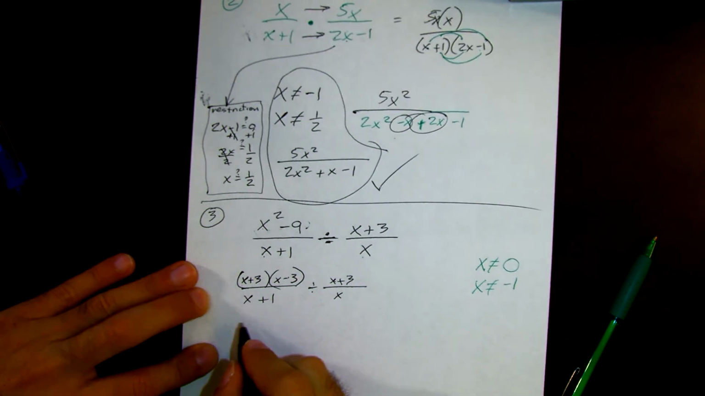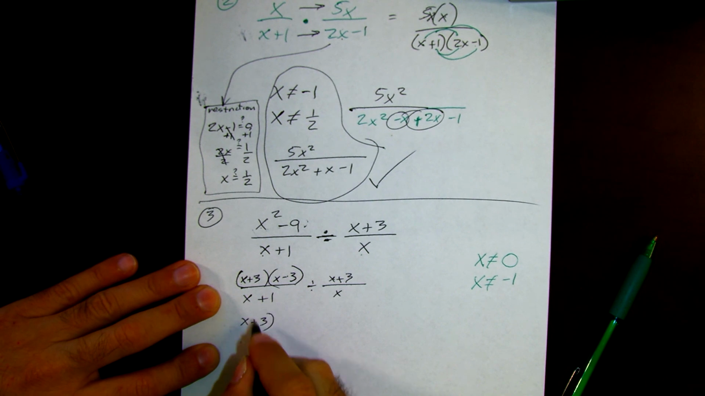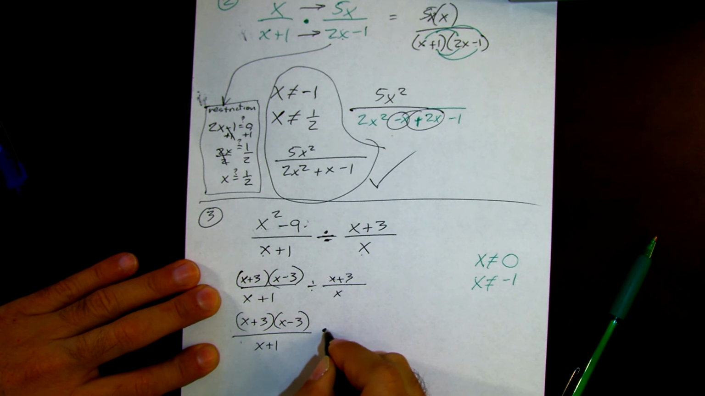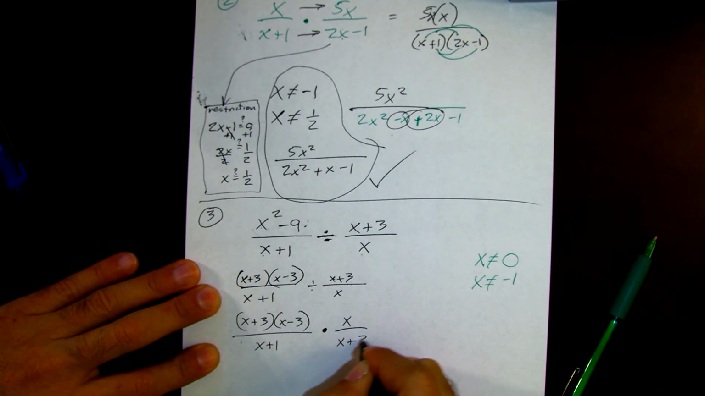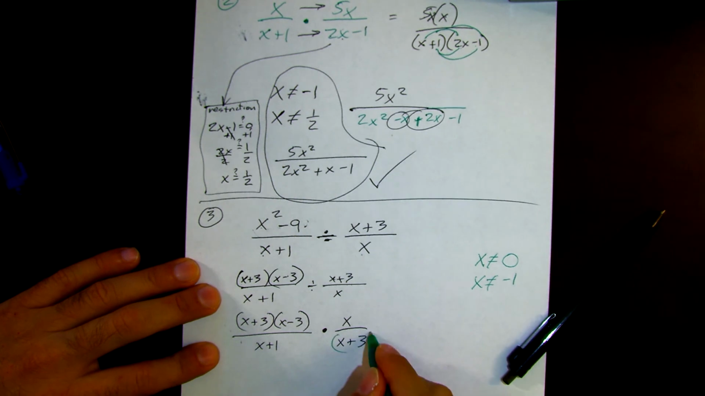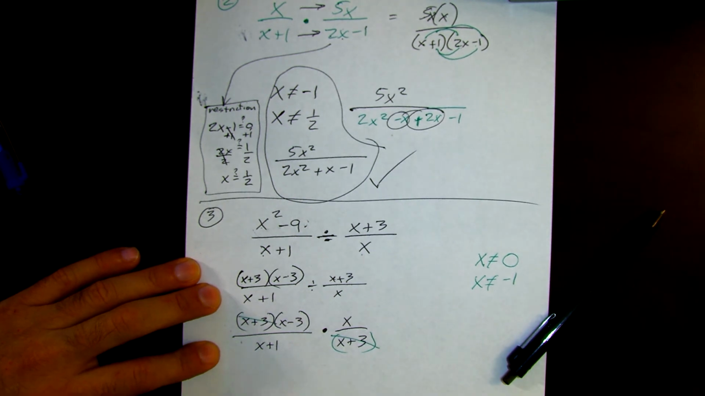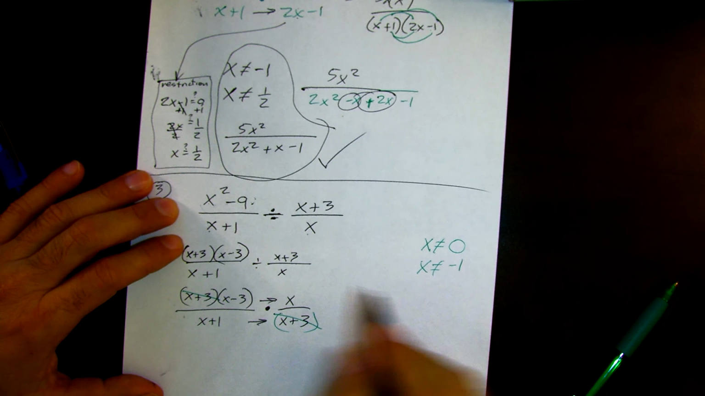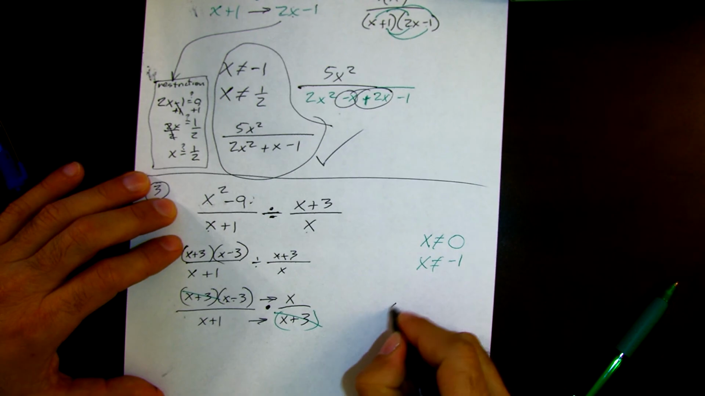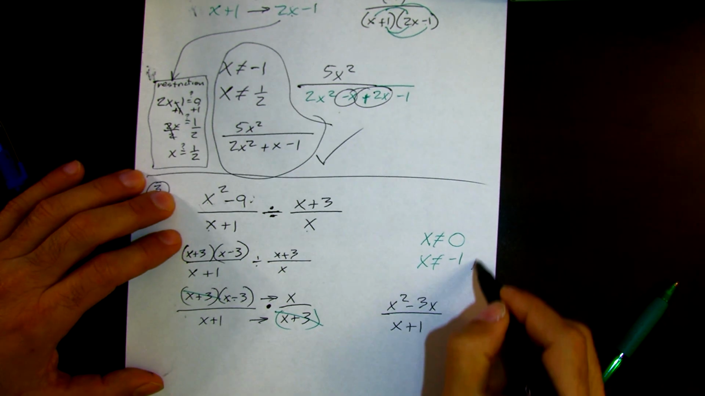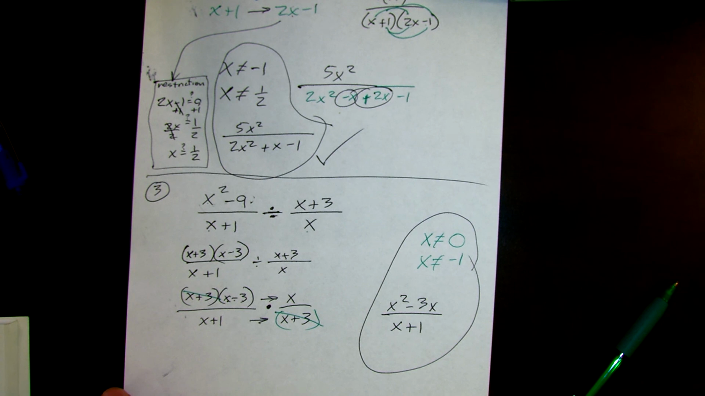Okay, so now we're going to go ahead and change this problem to be a multiplication problem. We're going to flip the second fraction. We take the reciprocal of the second fraction, and then we can multiply them together. Now I'm looking here, and I'm seeing that this x plus 3 and this x plus 3 can cancel. So when we multiply straight over, let's go ahead and multiply x minus 3 times x. We get x squared minus 3x. And on the bottom, x plus 1. That is the whole answer. Don't forget your restrictions.